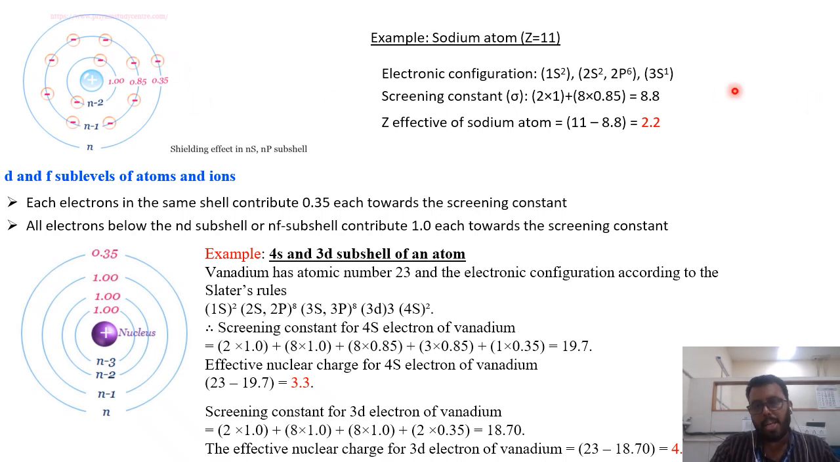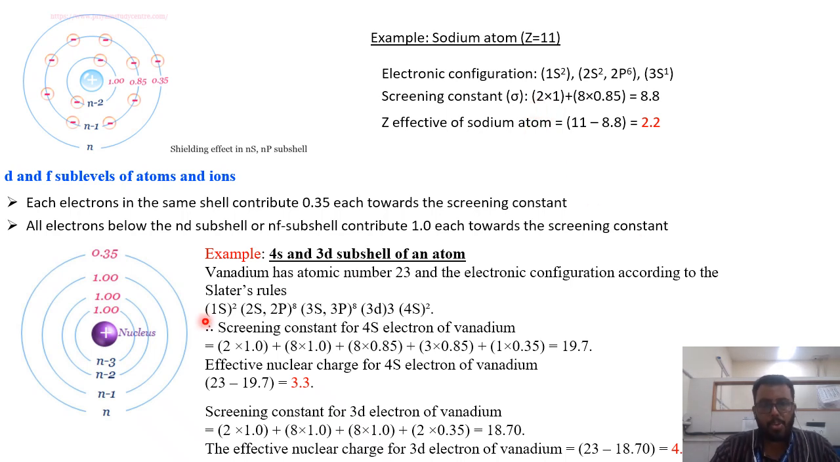So all you need to do is write the electronic configuration and then put the values. You are calculating for this s electron, so you have to exclude this one. So n minus 1 will be 0.85, am I right? 0.85 into 8, these 8 electrons, and then 2 into 1. So you are doing 2 plus 8 into 0.85, which is equal to 8.8, and Z minus sigma, right? This is the value of sigma. So subtract this 8.8 from 11, then you will get 2.2. So this is the Z effective of the sodium atom.